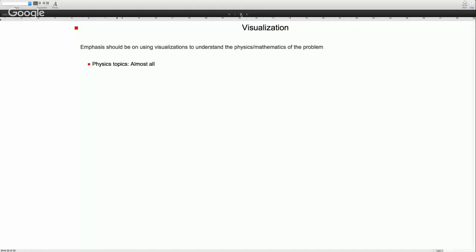Visualization, of course, is, I think, extremely important for extracting the physics from a computation. And I think here it's important to emphasize that what we want from visualization is the ability to understand the physics or mathematics that we're doing. And in terms of physics topics, well, that's essentially everything, except for some symbolic calculations. It's really hard to think of a topic where we don't want to do some visualization. And so this is something certainly we try to work in, and I think everyone else does too, throughout the curriculum.